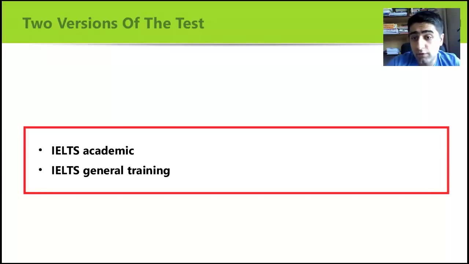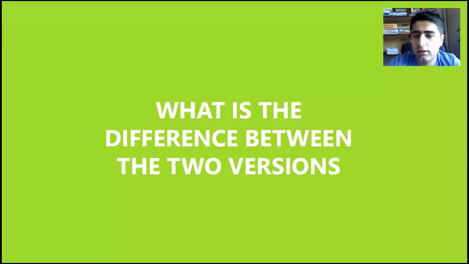There are 2 versions of IELTS to choose from: IELTS Academic and IELTS General Training. The following definitions should be as a general guide only. You need to check with the organizations you wish to apply to before you book for your test. So, what is the difference between the 2 versions?